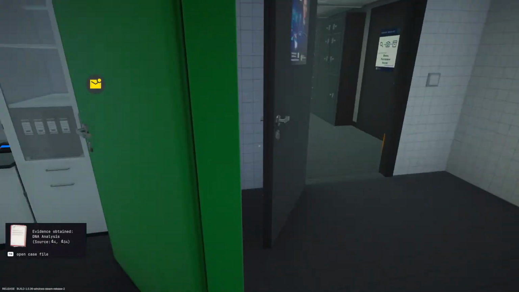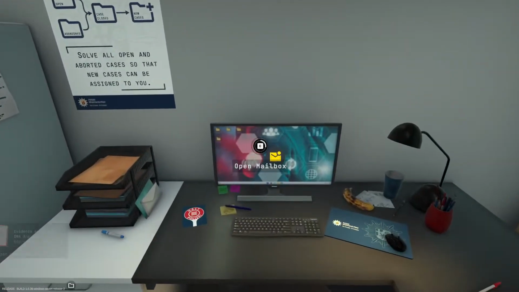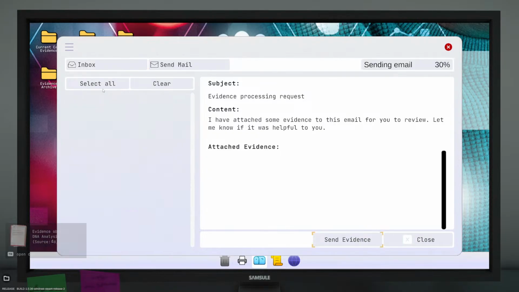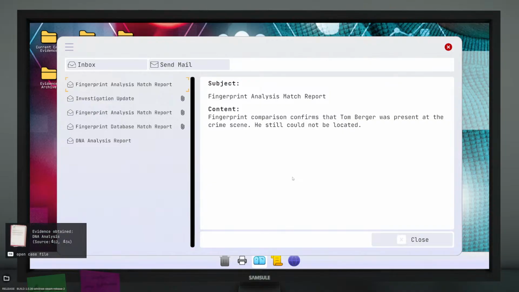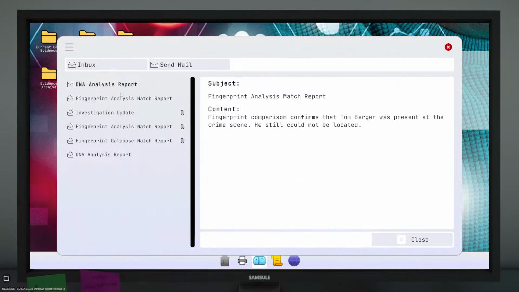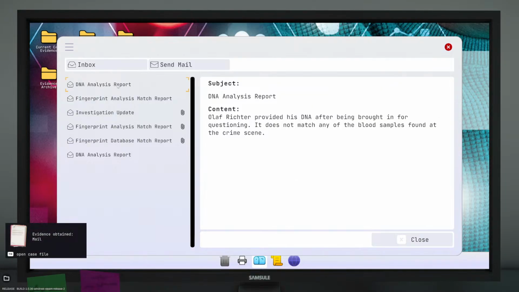Let's go ahead and report these findings. Send mail. Alright, inbox. Fingerprint analysis. Fingerprint comparison confirms that Tom Berger was present at the crime scene. He still could not be located. DNA. Olaf provided his DNA after being brought in for questioning. It does not match any of the blood samples found at the crime scene.